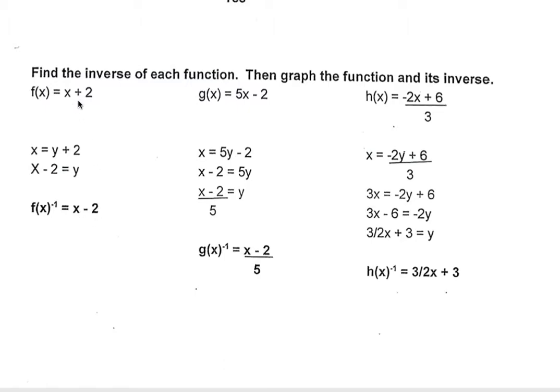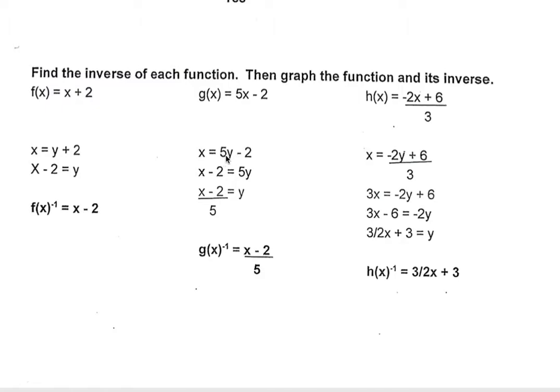It's pretty simple when you just have the one thing, but we're going to get a little more complex. For this one, we start off with g of x equals 5x minus 2. Again, we change this to a y, and then we exchange the x and the y. Just swap places. We got x equals 5y minus 2.